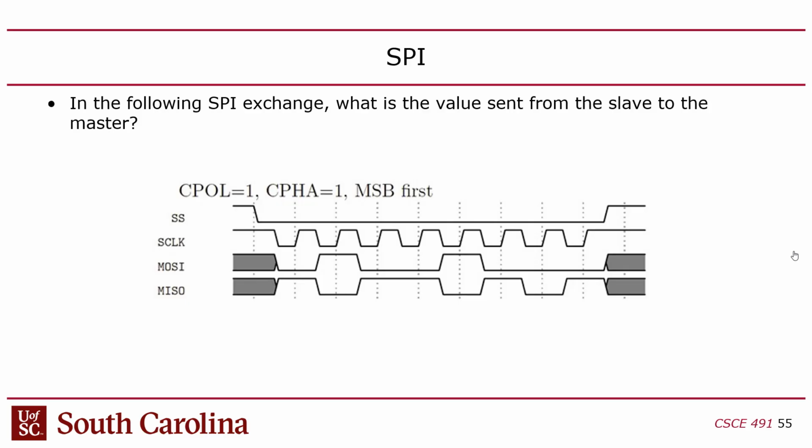Okay, so if CPOL is 1 and CPHA is 1, I'm sorry, I said that wrong. CPHA being 1 means that the data does not get a head start on the clock. The data starts changing on the first clock edge, which you can see it does. The first clock edge and the data are lined up, but I have to wait to the second edge to read. So I'd be reading on the rising edge.